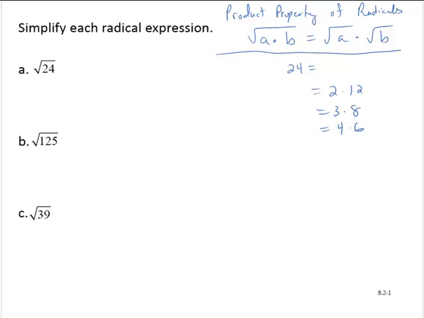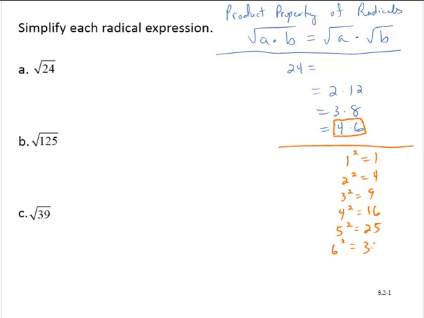But notice, in that last one I wrote, in that 4 times 6, 4 is a perfect square. And by perfect squares, what I mean is, 1 squared is 1, 2 squared is 4, 3 squared is 9, 4 squared is 16, 5 squared is 25, 6 squared is 36, 7 squared is 49, 8 squared is 64, 9 squared is 81, and 10 squared is 100. So there's a few perfect squares. So 4 is a perfect square, and I notice that 4 times 6 is 24.